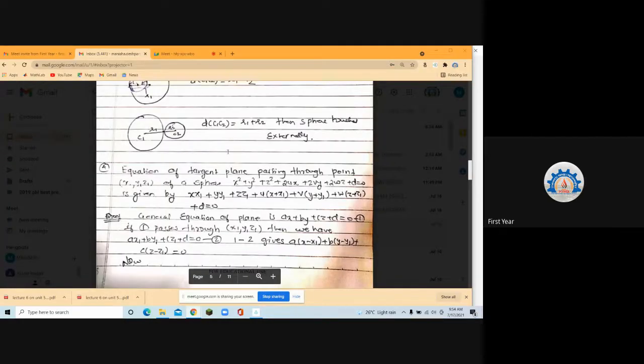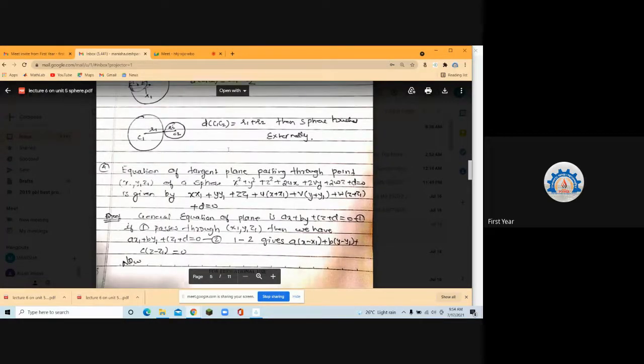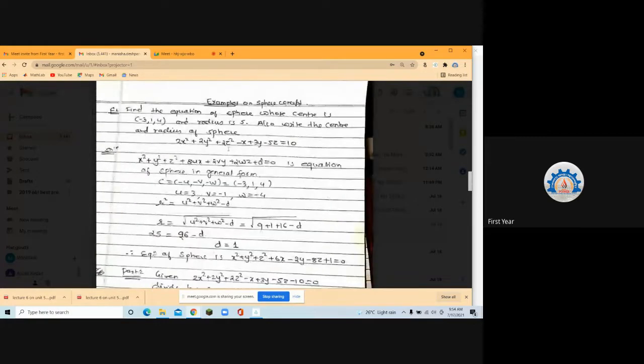Yeah, so that was about tangent plane. Now the next concept, these were the examples. Can you just quickly solve this example? This will be there again in your MCQs. That's why I want to take it. Find the equation of sphere. Can you see the screen?